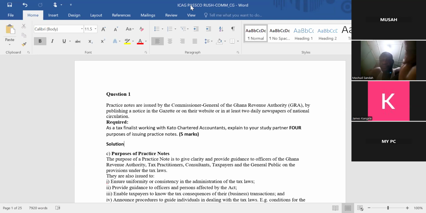So now, these questions were taken from the ICAG exams, from 2015 to 2025. They were taken from these particular years. So the first question has to do with the exam.